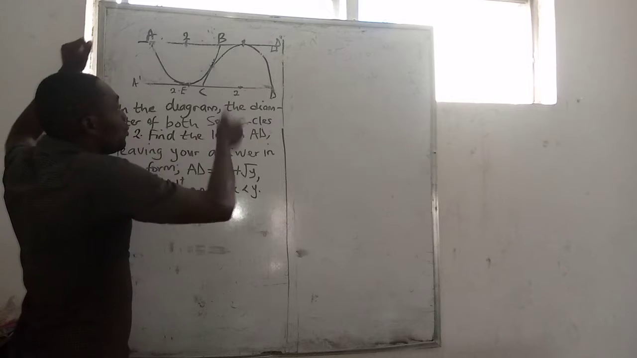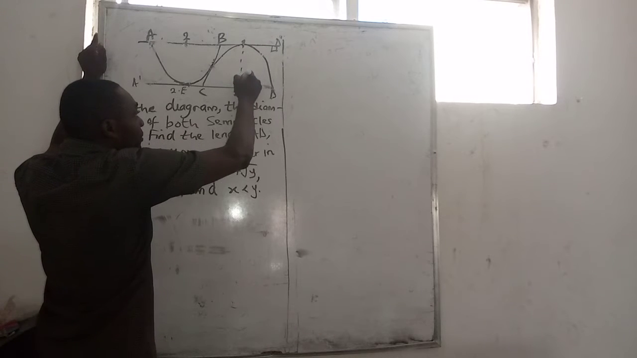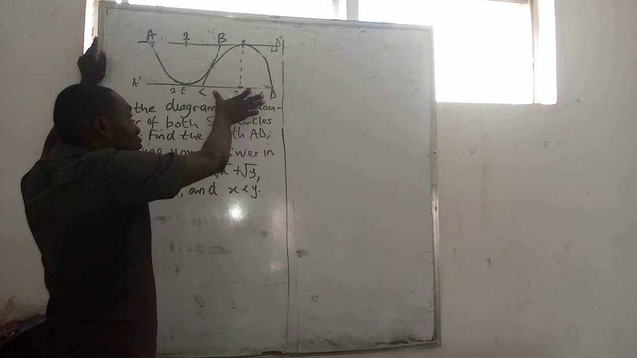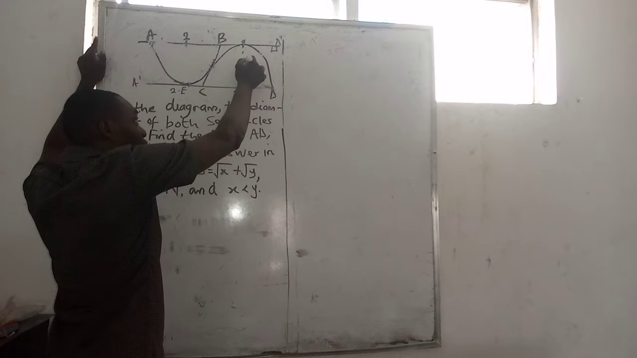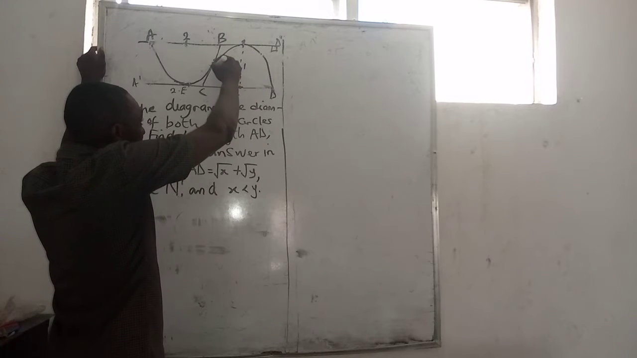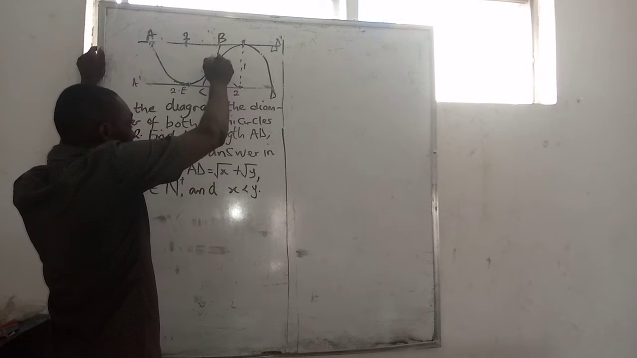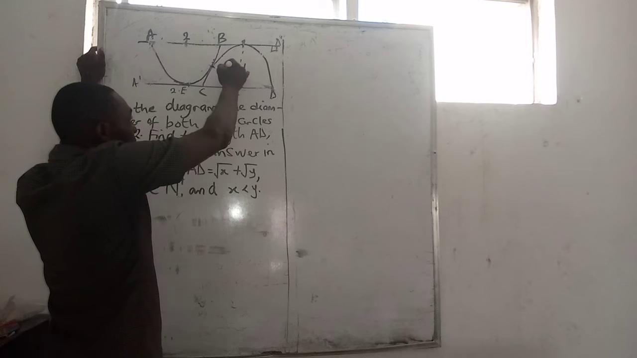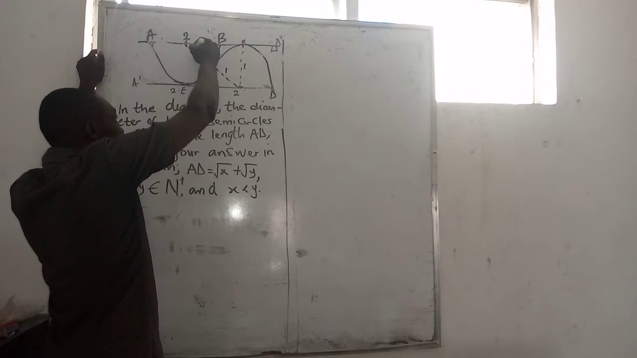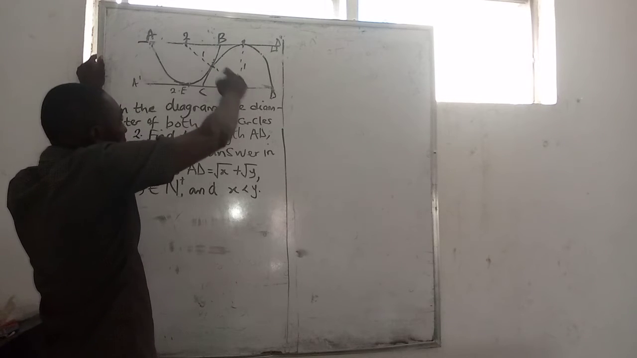So I'm going to drop this from here. Now the diameter of this semicircle is 2, so the radius is 1. And also, if I draw a line from this point to this point of intersection, this is also a radius, it is 1. So if I go back to this, I have 1. The radius of this is also 1. So the whole length of this is 2.